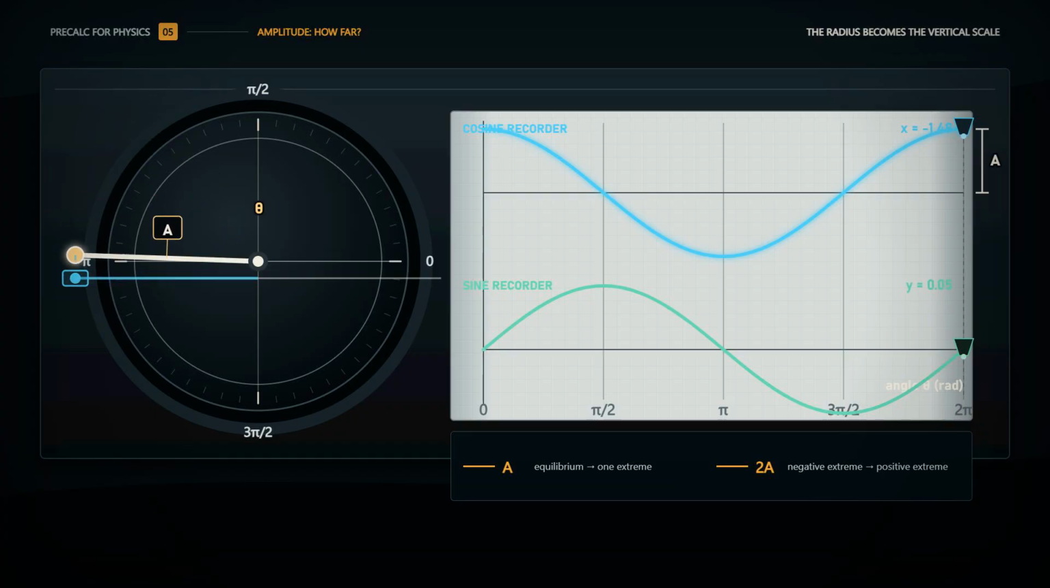Amplitude is measured from equilibrium to one extreme. The full distance from the negative extreme to the positive extreme is 2A, not A. Keeping that distinction prevents a common factor of 2 mistake.